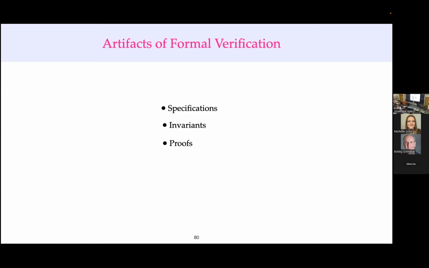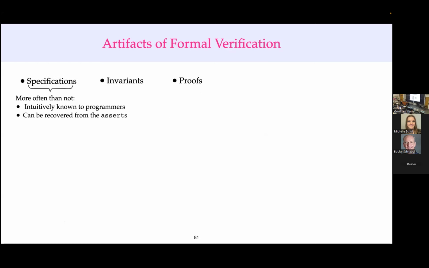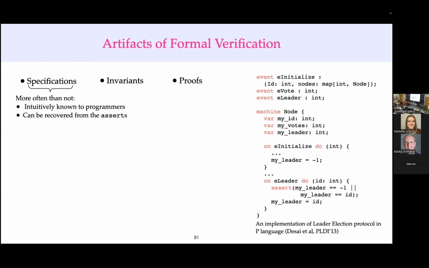Okay, so what are the artifacts of formal verification? Well, you have listened to me so far. You've seen me speak multiple times about specifications, invariants, and proofs, right? Of these 3 artifacts, more often than not, specifications are intuitively known to the programmer. And if not, they can actually be recovered from the other statements in the program, right? So this is a simple definition of the leader election protocol in a language called P, which is used at AWS. Don't worry about the actual definition of all of these things, just focus on the assert statement here, right?